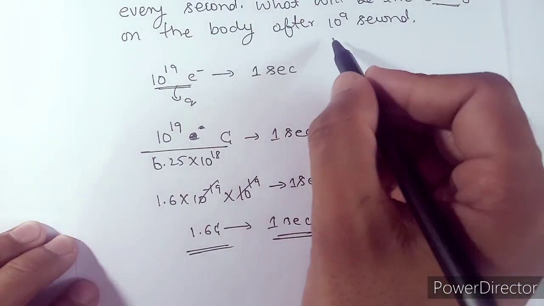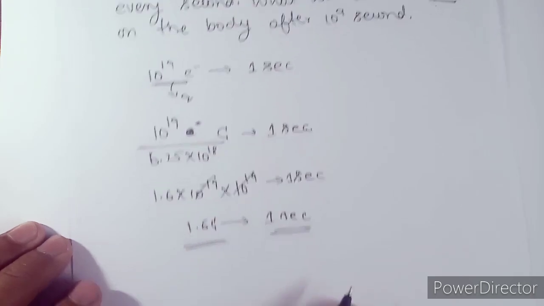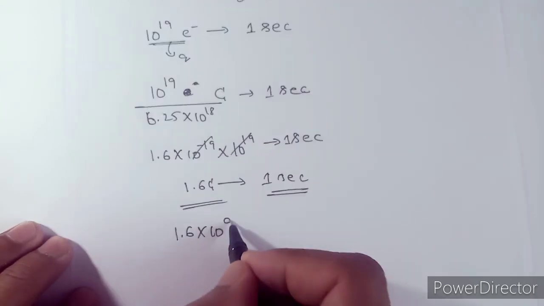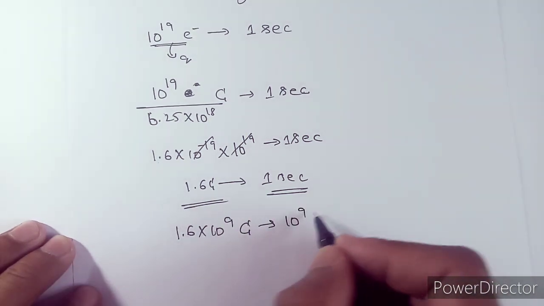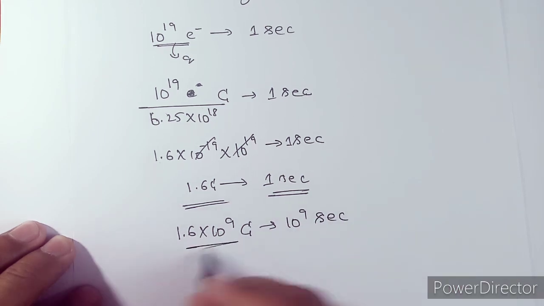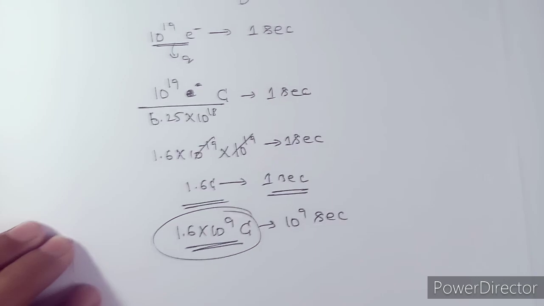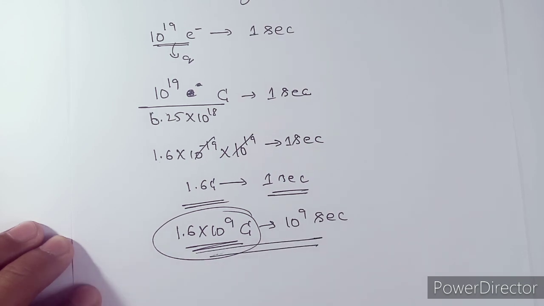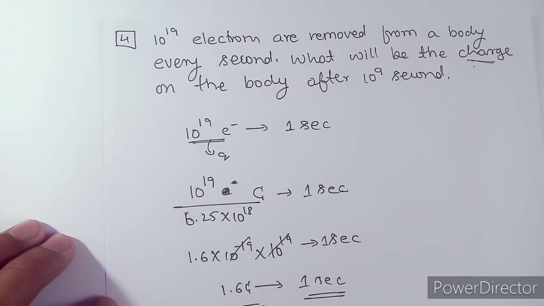But we need to find out how much charge is removed in 10 to the power 9 seconds, isn't it? So just multiply 10 to the power 9 on both sides. Coulomb will give you 10 to the power 9 seconds. That means in 10 to the power 9 seconds, this much charge will be removed. Okay, so that's all about this question. Simple one, you can do it on your own.